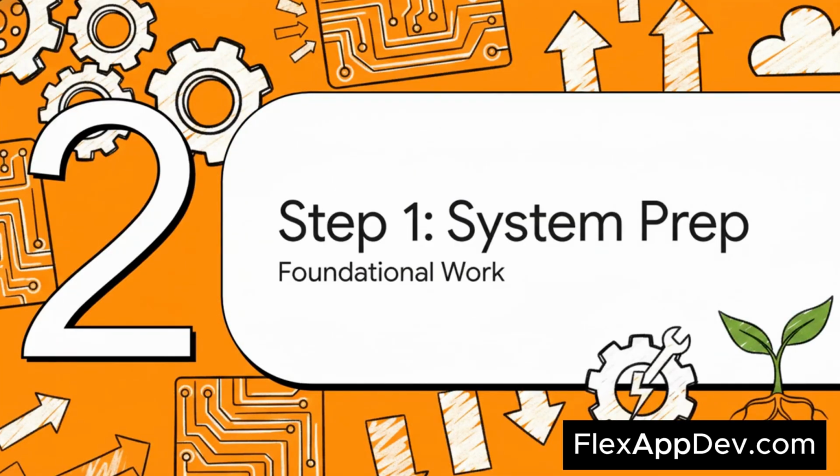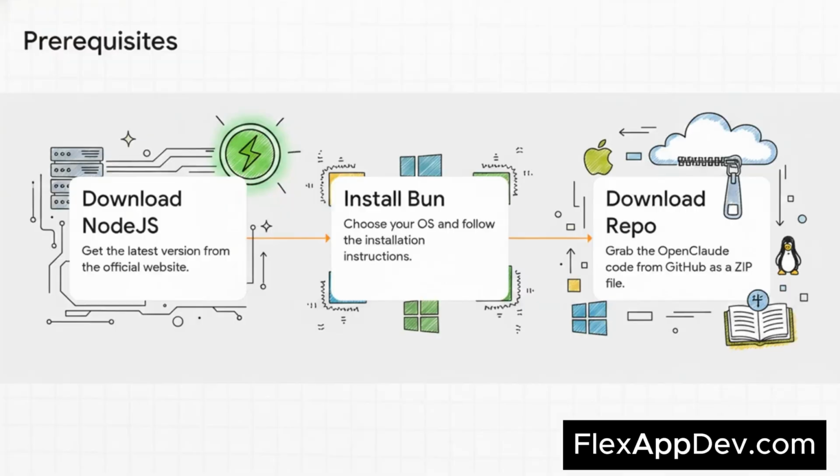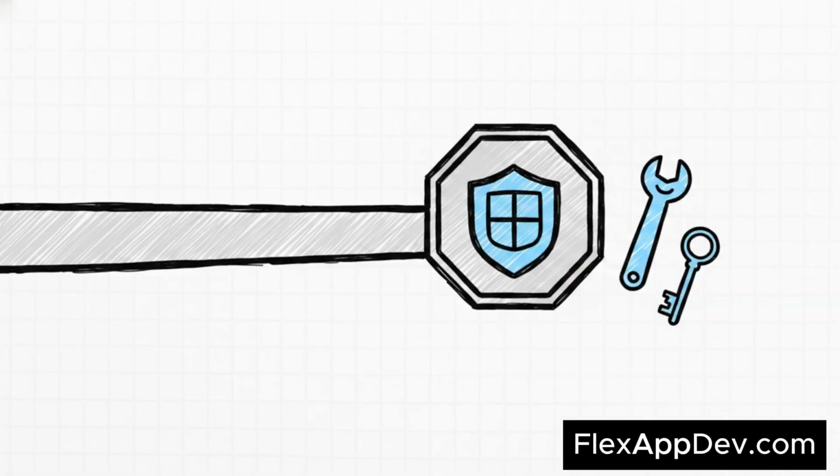First things first, system prep. We just need to lay a little bit of groundwork before we get into the code itself. It's quick, I promise. Okay, we only need 3 things to get started. First, you're going to need Node.js. If you've done any web development, you probably already have it. Second, we're installing a tool called Bun, which is a super fast way to run and build the project. And finally, of course, you need the actual OpenClaude project code, which you can just grab from GitHub as a zip file.